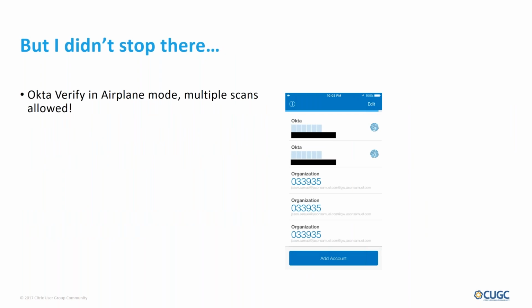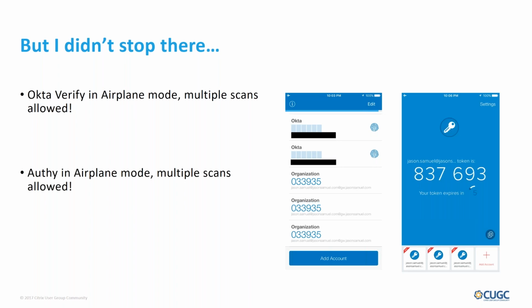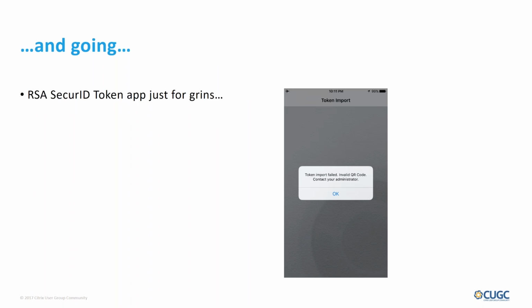But I didn't stop there. I decided to keep continuing because, you know, when I deploy something, I also want to try and break it and see what the limitations are. So I tried one of my other favorite MFA solutions, Okta. I used their Okta Verify app. I put that in airplane mode and I scanned that as well, and it allowed me to add it in there several times. Then I also tried Authy, which is another popular one. This allowed me to do multiple scans as well, and it worked just fine.